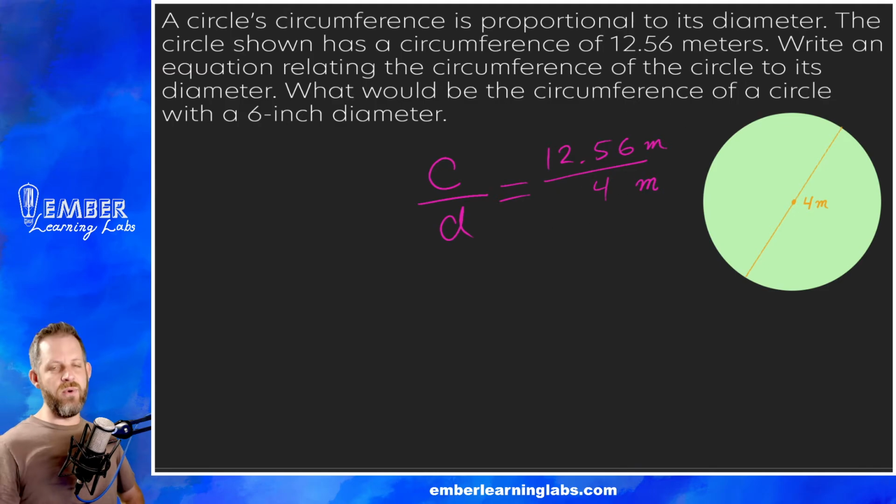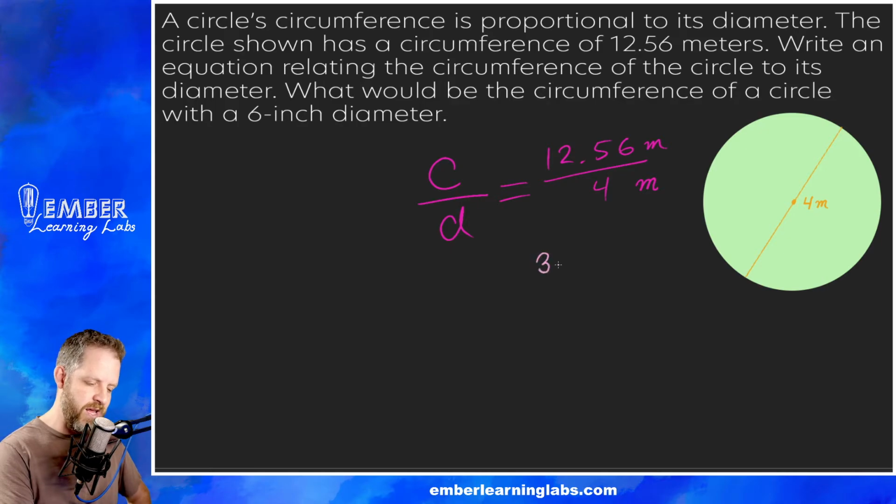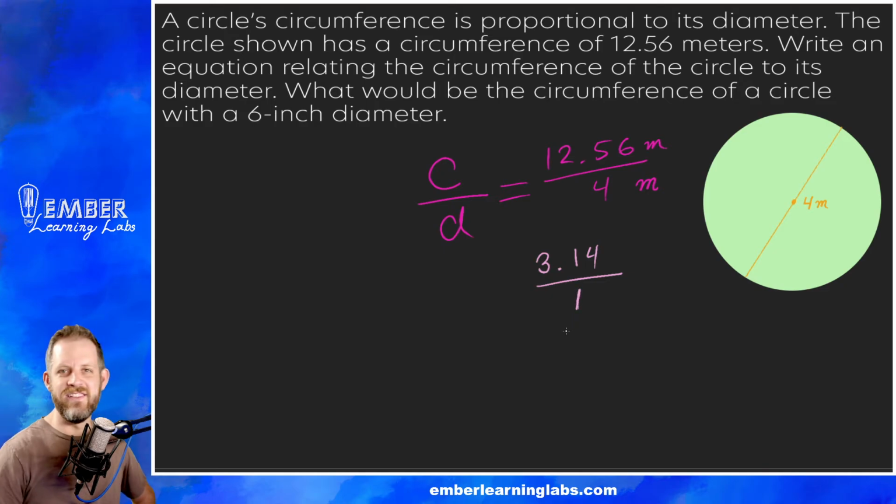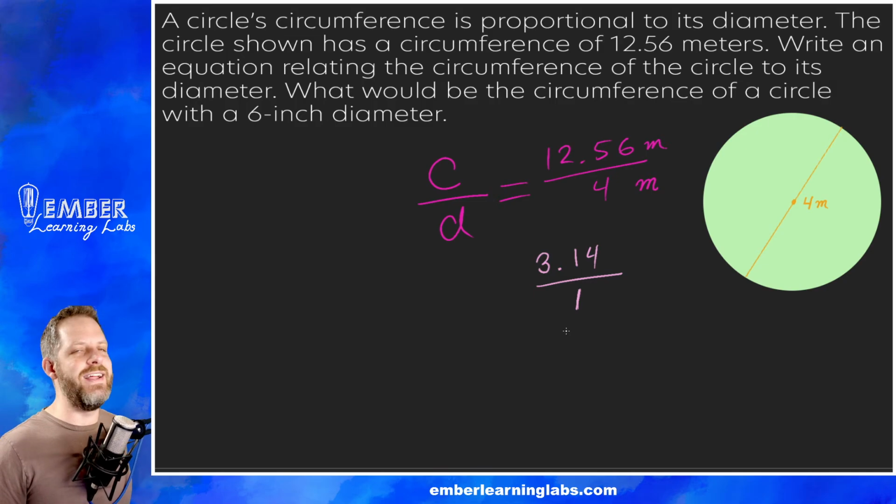And this is the part where, if you know about circles, you might not be all that surprised to find out that this ends up equaling 3.14 to 1. There you go. What is that? That's pi. That's pi right there. It's pi. Well, at least part of pi. It's a rounded pi, right?